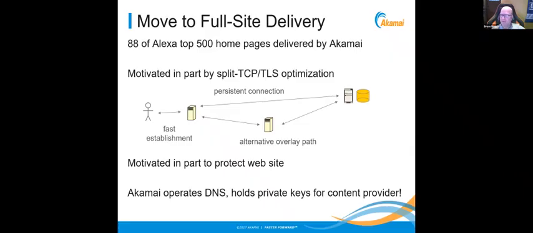The idea is that you saw that there's this three-way handshake that's needed to establish a new TCP connection. Well, how long that takes depends on the latency between the client and the server. So it'd be awfully nice if that handshake could happen with a nearby server. That's the nearby Akamai server.